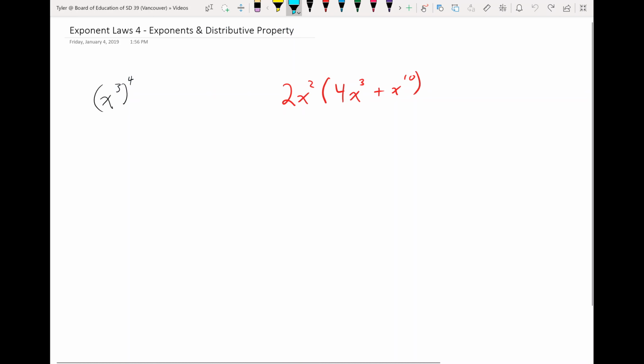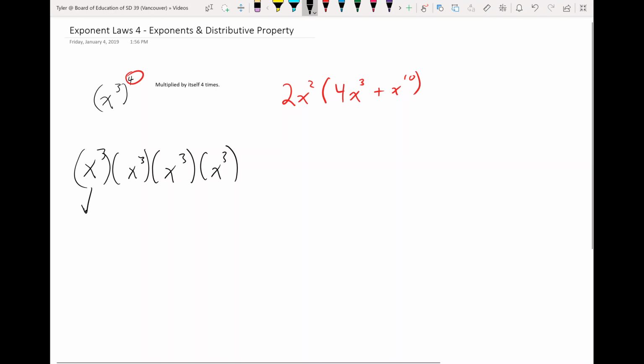So if we think of it the way we've done before, x to the power of 3 to the power of 4. This power of 4 means multiplied by itself 4 times. So that means we have x to the power of 3, 4 times. Okay, those are all multiplied together. So now to make it even easier, I'm going to rewrite these because I know that x to the power of 3 is really x times x times x. And each of these will become x times x times x. Oh my gosh, that's like 12 x's, which means it's x times itself 12 times.